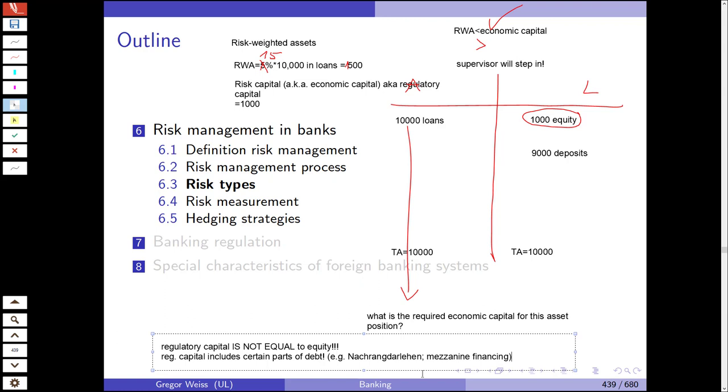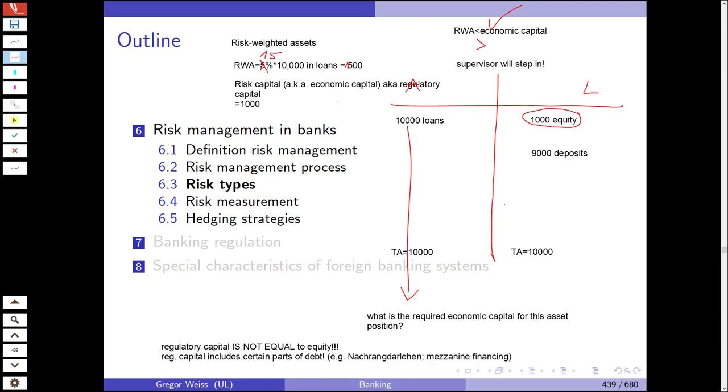Ich frage da nochmal auf Deutsch. Ist das jedem klar geworden, was der Unterschied zwischen regulatorischem Kapital und Eigenkapital ist und dass das nicht das gleiche ist? Wenn nicht, dann sollte es allen jetzt klar sein und dann setze ich das voraus. Wunderbar.